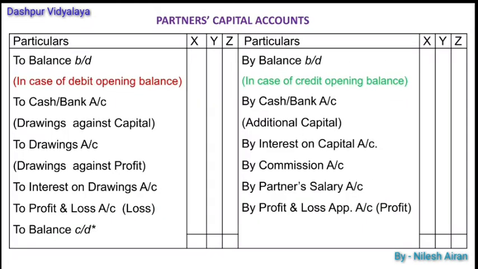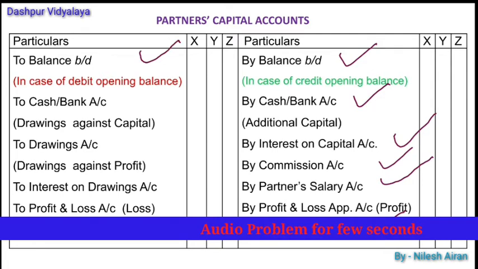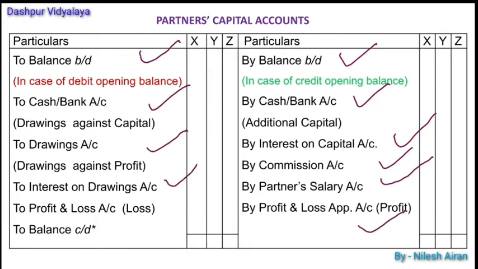This is the format for the capital account under fluctuating capital. You can see the same as the current account we had prepared. First of all, by balance BD, additional capital if brought in by the partner, that is by bank or by cash, interest on capital, commission, salary, and then profit share. If the debit balance is there of any partner, that will be debited. Then cash or bank, drawings, interest on drawings, and then share of loss, and the balance is drawn.